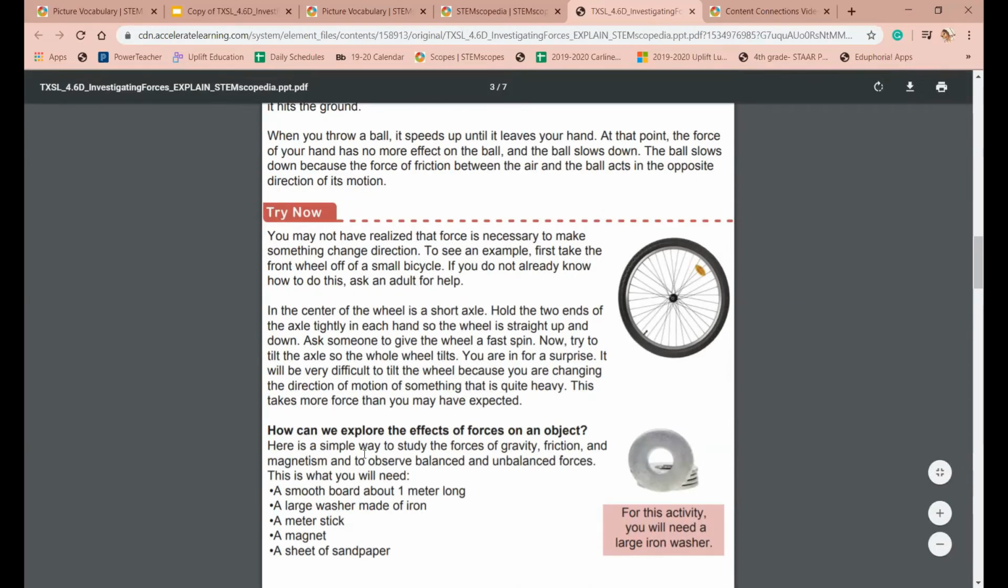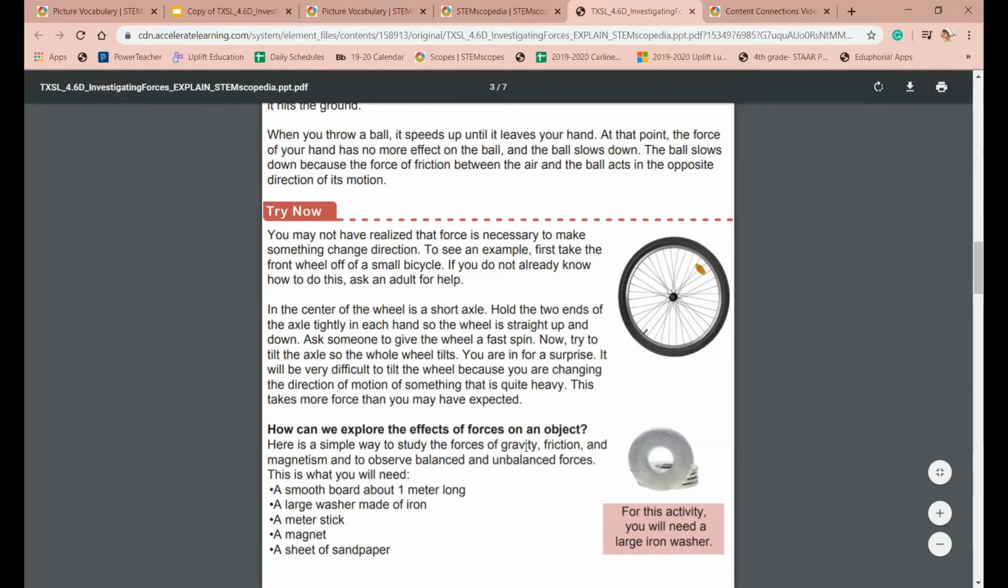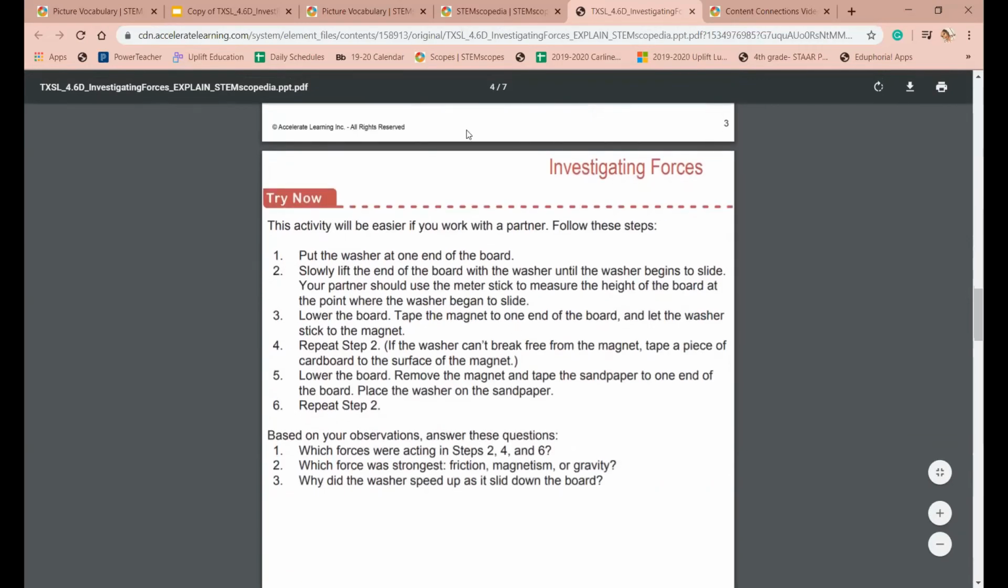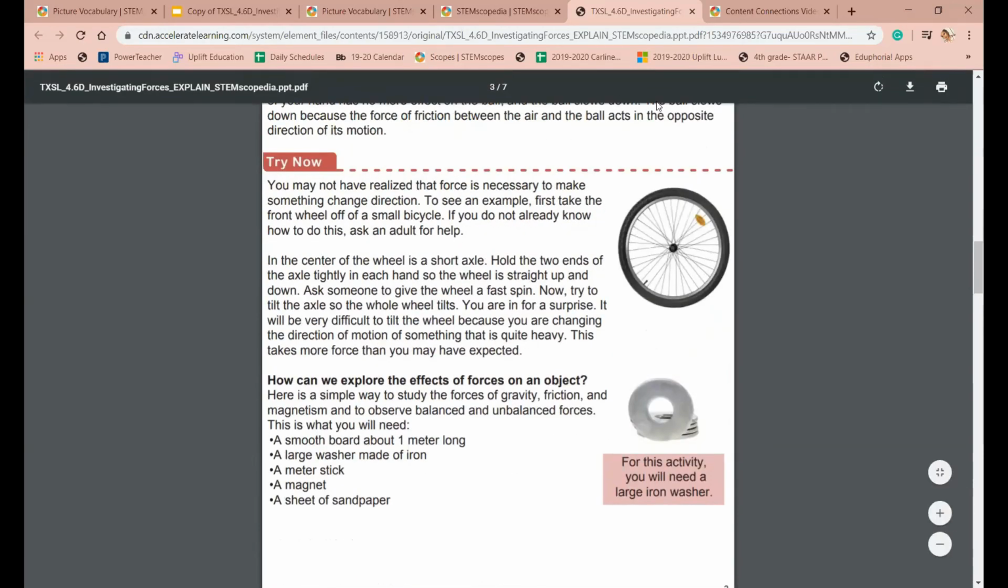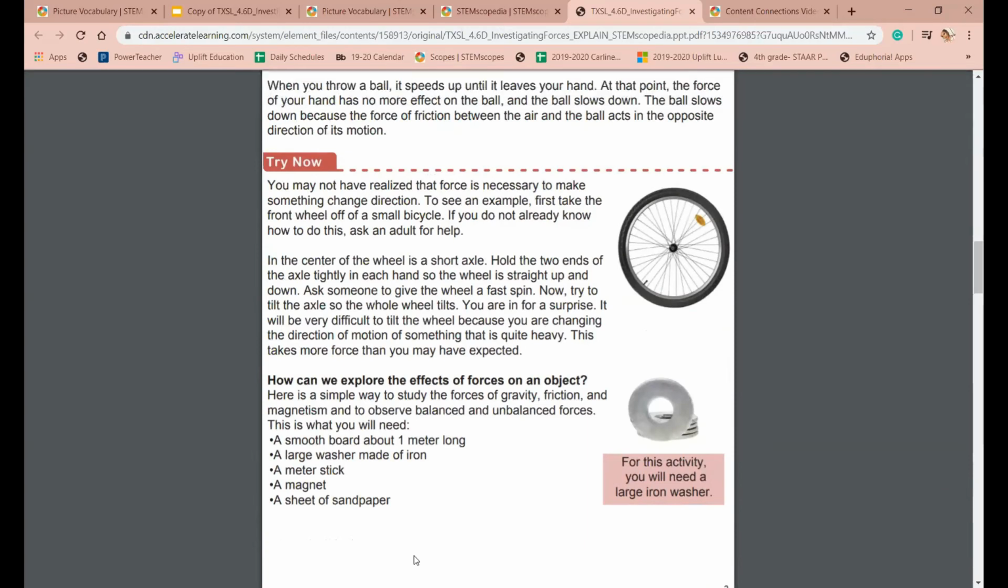So they have a couple of examples right here if you want to read through this on your own time. All through right here and all through right here. This is an example you can do kind of at home with somebody else. Kind of hard to do by yourself. And then obviously you need these items for this example. But we're going to go ahead and watch a video on a different example.